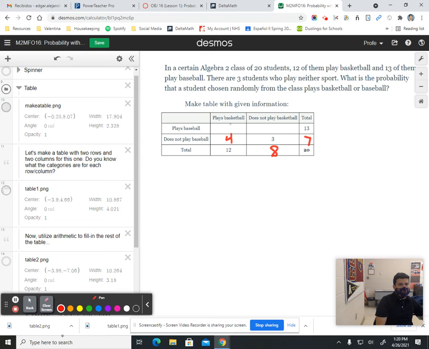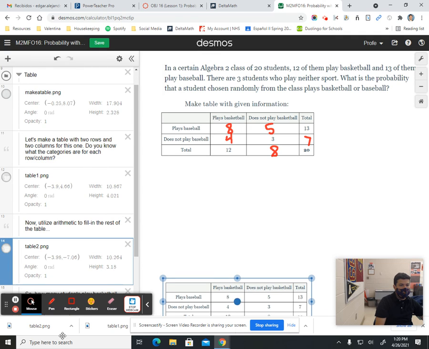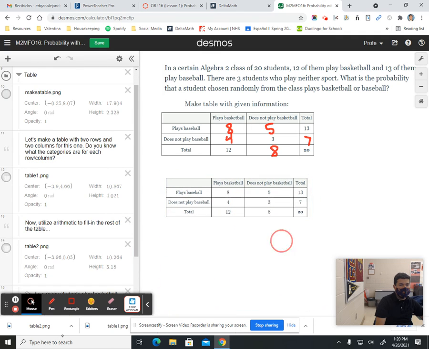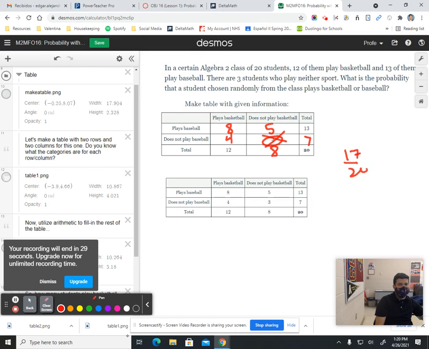Continuing with my numbers, that's going to be an 8, and the only number that will satisfy that is a 5. So 8, 5, and 4. Just to double check, here's my answer key, and it looks good. Now all I have to choose is the students who play basketball or baseball. That's really everybody except for these 3 students. So that leaves a total of 8 plus 4, 12, plus 5, 17. I've got 17 out of 20 students.